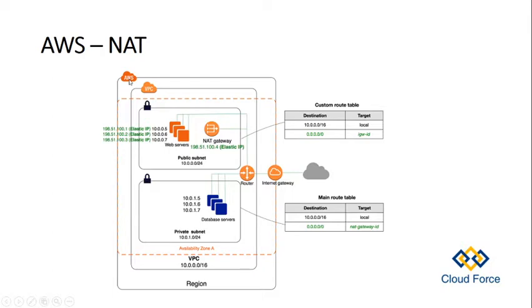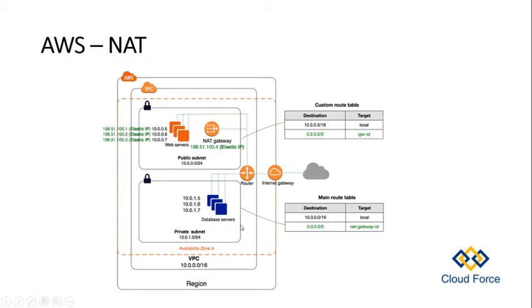Okay, in order to understand, let me give you an idea about these NAT options. So let's say you have a region in AWS. Within the region you have a VPC. Within the VPC, as you are aware, you can create subnets. In this example, you have two subnets.